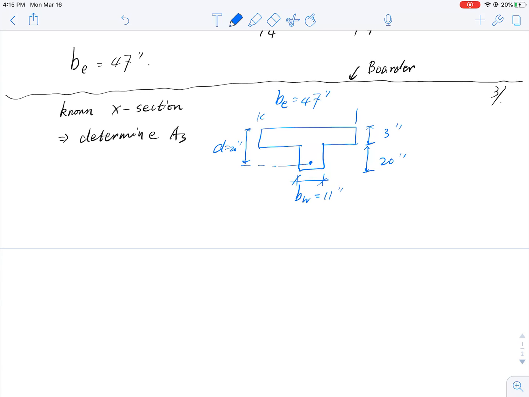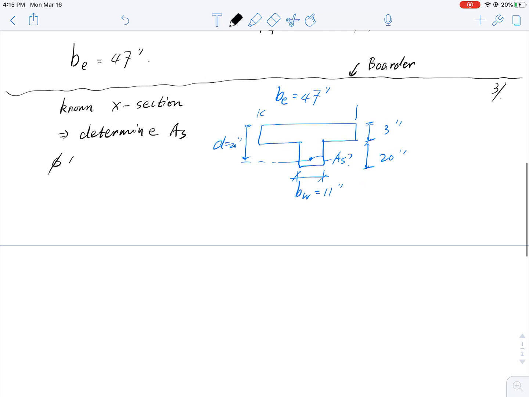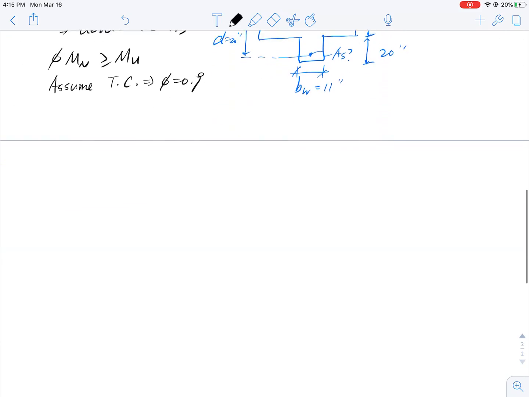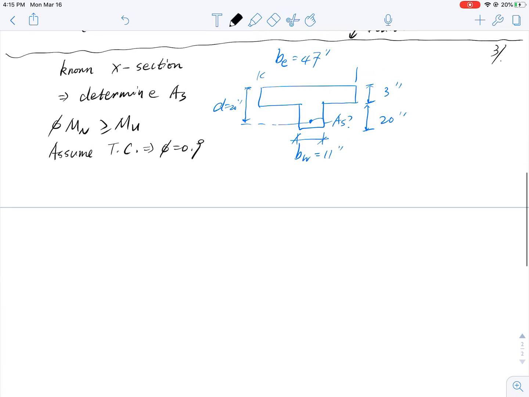Okay, so this is the problem, right? So following the analysis, to determine the reinforcement, we need the reduced nominal flexural resistance, phi Mn, bigger than Mu, right? So assume tension controlled. That means phi equal to 0.9, okay? Then we need to find out our AS required.